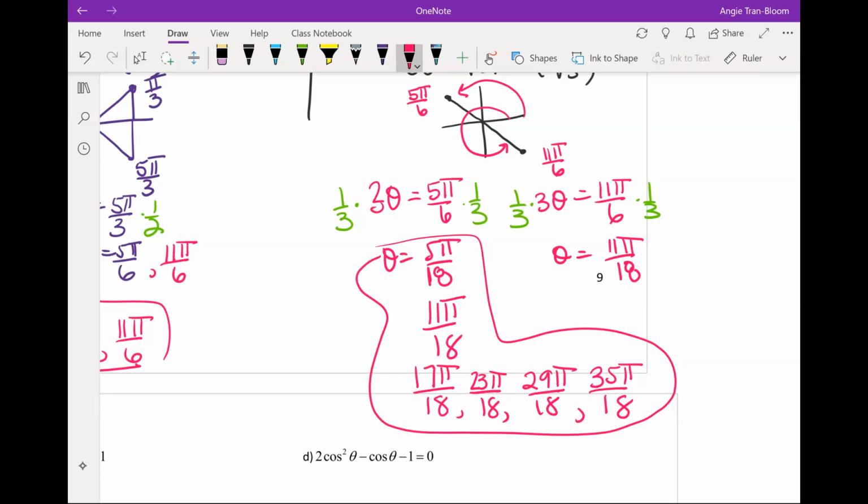Oh, that looks like a boot. Sorry. I'm easily distracted.